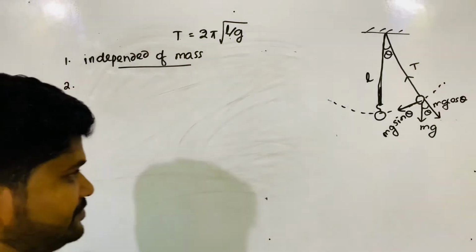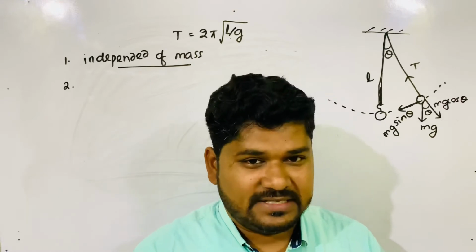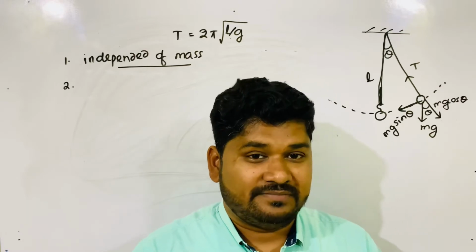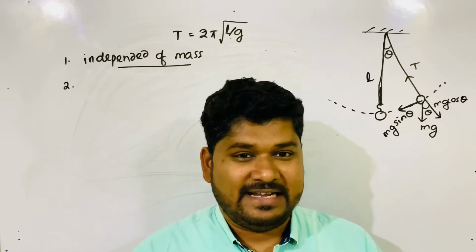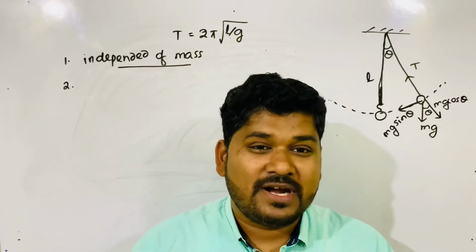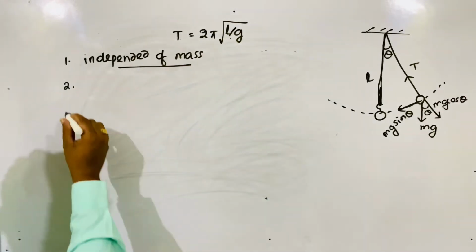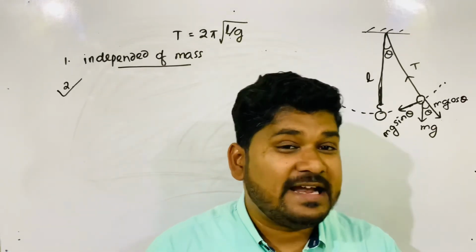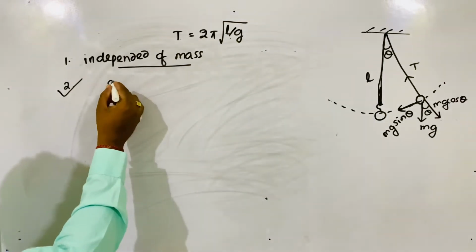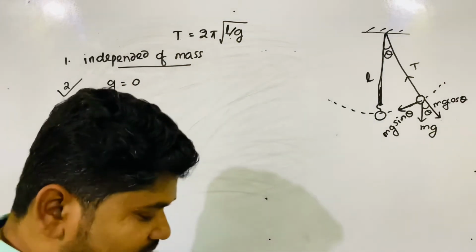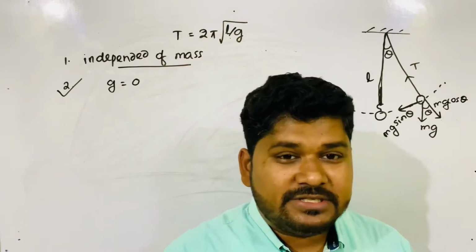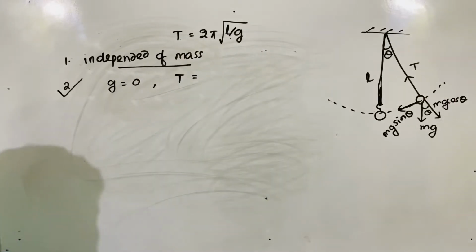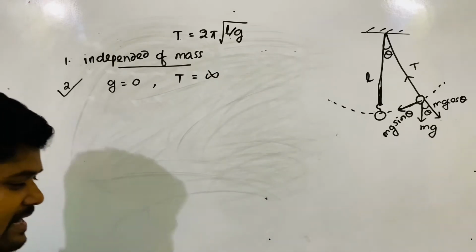Number two, what question can be asked here? What is the time period of a pendulum inside a satellite? This is the most important 1 mark question. Remember, most important 1 mark question. What is the time period of a simple pendulum inside a satellite? Inside a satellite means what is the value of g? What is the effective value of g? 0? If the effective value of g is 0, then what happens to the time period? In place of g you put 0. Then the time period will come how much? Infinite.